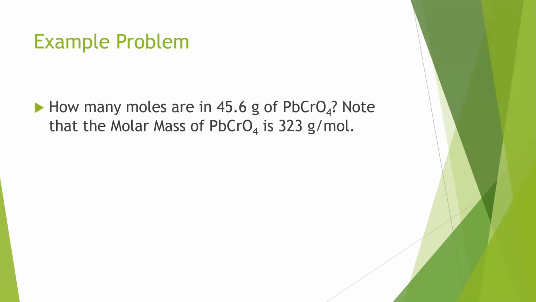So we have one last problem. This one is: how many moles are in 45.65 grams of PbCrO4? And I've given you the molar mass of that to be 323 grams per mole. So the molar mass is our friend in converting between moles and grams. So please put your answer in the chat when you get it. This is the magic number right here.